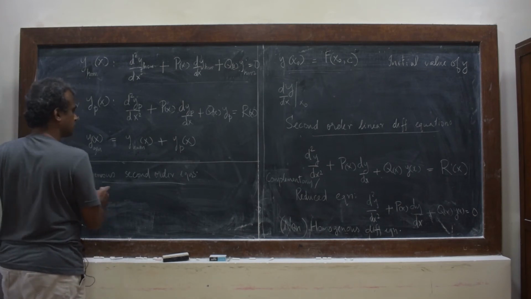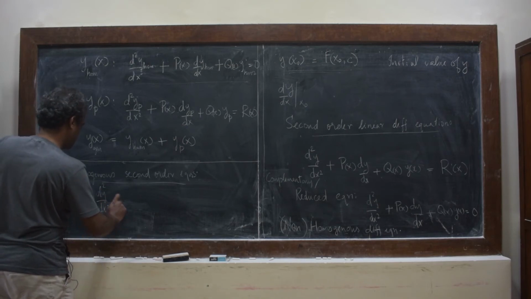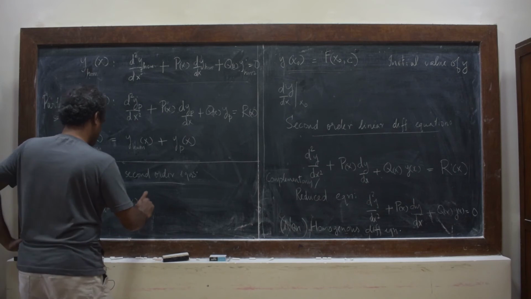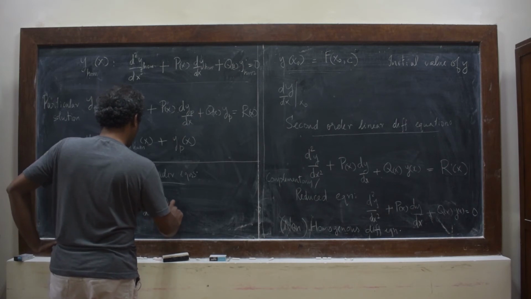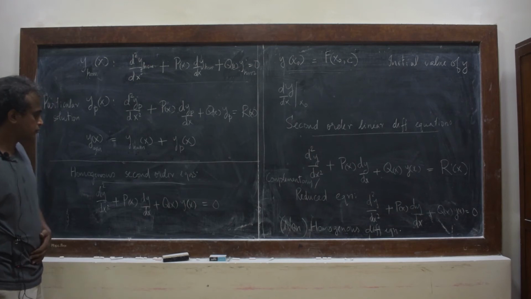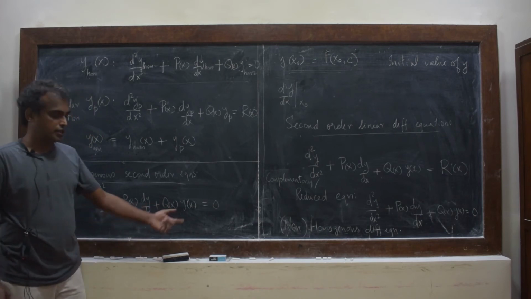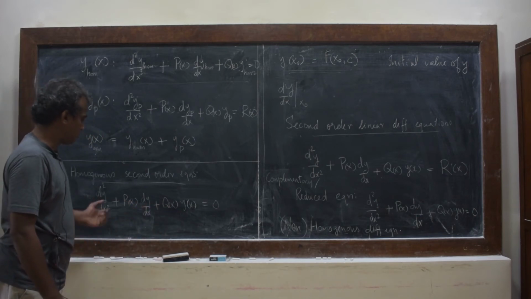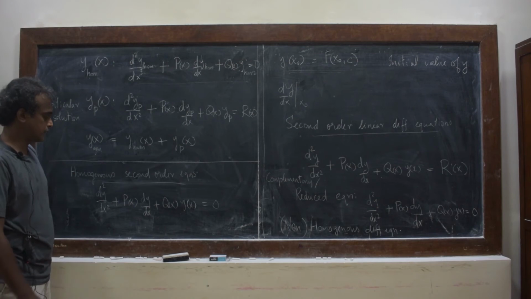So consider a second order homogeneous equation of the type d square y by dx square plus p of x into dy by dx plus q of x into y of x equal to 0. Of course, here p of x and q of x are given functions of x, and what we need to solve for is the dependent variable y as a function of x.